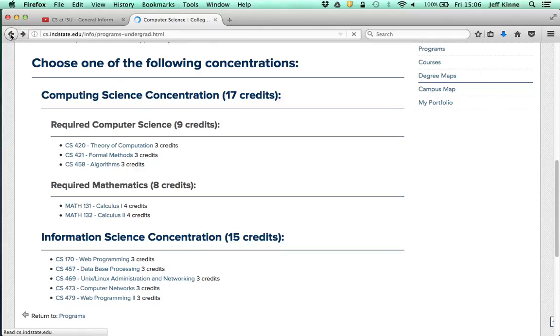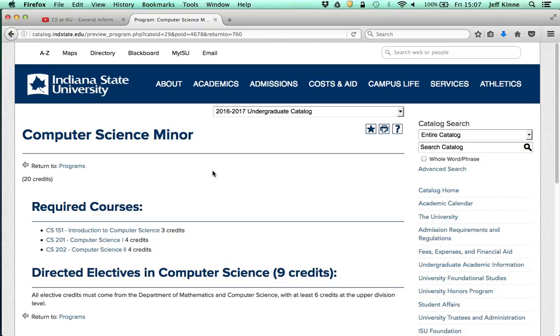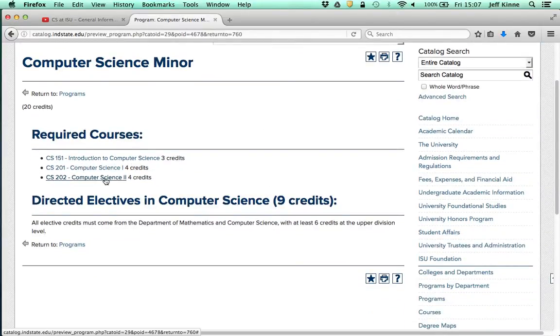All right, let's go back. There's a minor. And the current version of the minor, if you declare the minor now, is you take the first 3 classes in the major and then 3 elective courses, with 2 of those being 300 or 400 level. Okay, so that's the minor, and it's sort of half of a major.